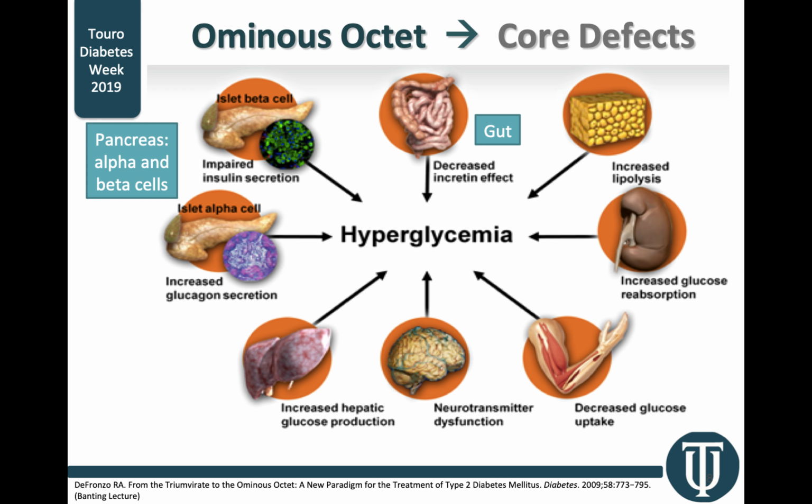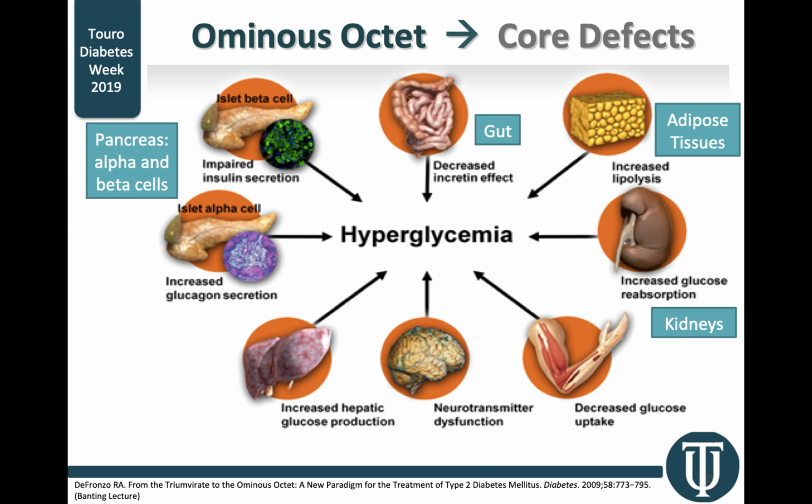So the next organ is the gut. You will see a decrease in the incretin effect. I will talk about this in a bit. The next is adipose tissue. So we will see an increase in lipolysis, so breaking down of fat.